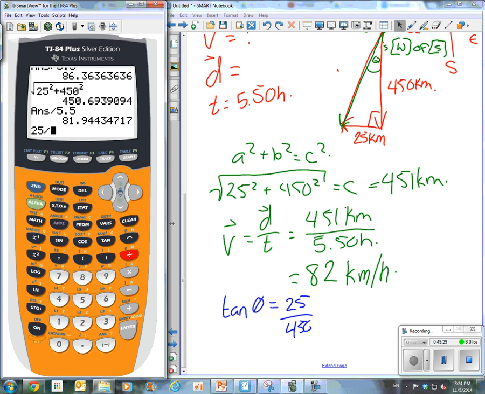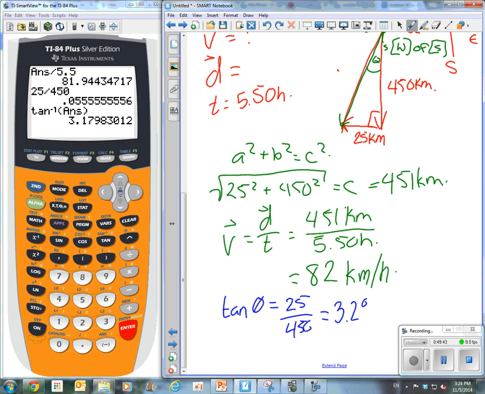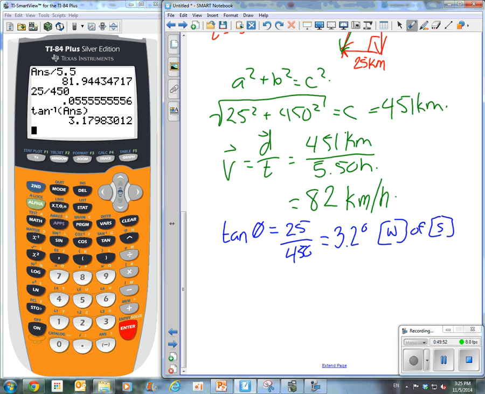So 25 divided by 450 gives me that decimal. I'm going to do my second tan of that answer, and I get 3.2 degrees. And we said that that is west of south. This makes sense, right? In comparison, they traveled very little distance west. So for my final answer here: 82 kilometers per hour at 3.2 degrees west of south.